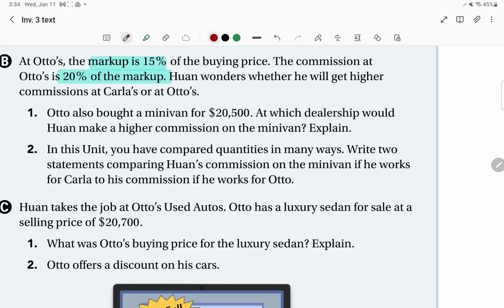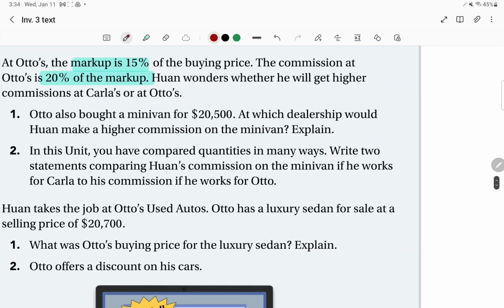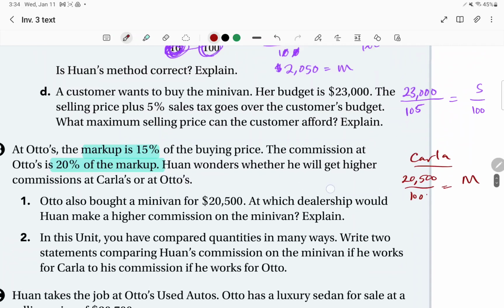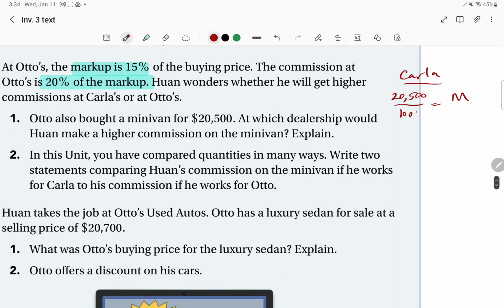Number 1, let's just review Carla's markup and commission. Let's go ahead and review that. So for Carla, we'll do this in red. She buys it for $20,500, and that's 100%. And now she wants to mark up. So we're going to do like what they did up here. We want to figure out the markup, right? And her markup is 10%. So the markup is, when you solve this, you would cross multiply. So take that times that divided by 100, and we ended up getting 20,050.